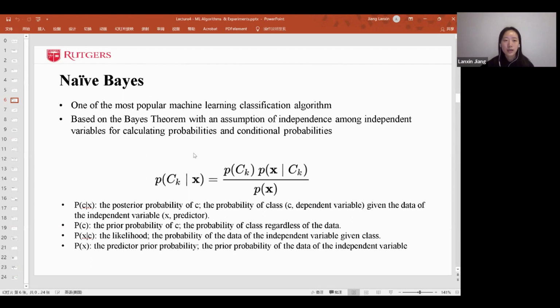However, when we apply the naive Bayes classification algorithm in real life, we can often find that the assumption is violated. But this doesn't make a huge difference, because naive Bayes often has quite good performance even when the assumption is broken. And that is why it's a popular machine learning classification algorithm.